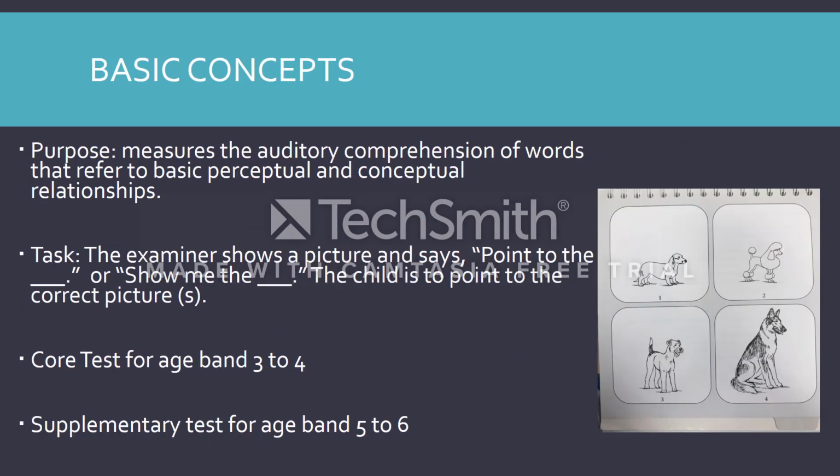Okay, the first one is basic concepts, and the purpose is to measure the auditory comprehension of words that refer to basic perceptual and conceptual relationships. So an example of this is that the examiner shows a picture, like this picture on the side, and says, point to the big dog, or show me the big dog. And the child would point to the correct picture. In this case, it would be picture number 4. This test is a core test for age band 3 to 4 and is a supplementary test for age band 5 to 6. And that means that the supplementary test is optional for the ages 5 to 6.